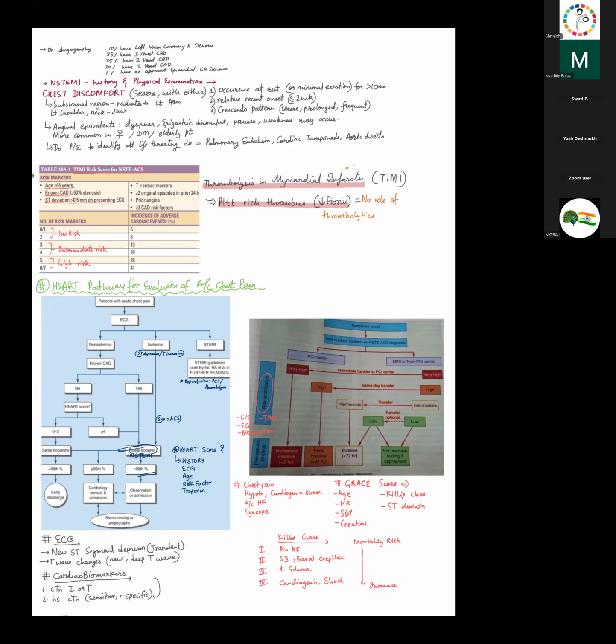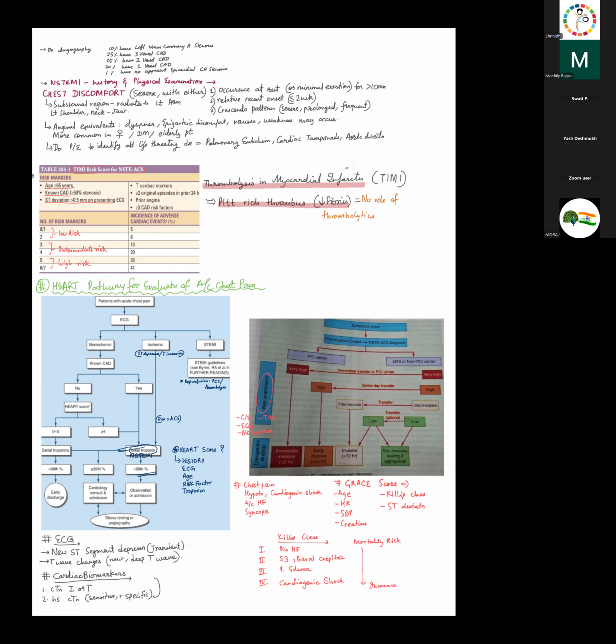Yes. So HEART score includes history, ECG, age, risk factors, and troponin. If the HEART score is 0 to 3, then serial troponins are done, and if less than the 99th percentile, early discharge is done. If serial troponins are more than the 99th percentile, cardiology consult and admission is preferred, and then stress testing and angiography are done. If less than 99% after the initial troponin, observation and admission is done. If on ECG there is ST depression or T inversion, ischemic changes are seen, then an initial troponin is checked and further evaluation is done. And if on ECG STEMI is seen, then the STEMI guidelines are followed.